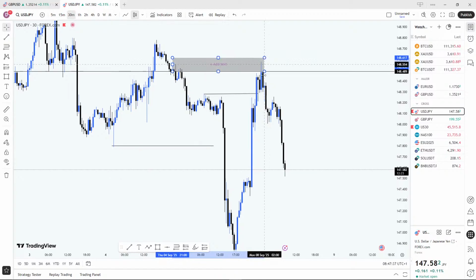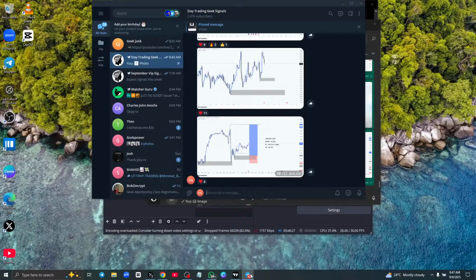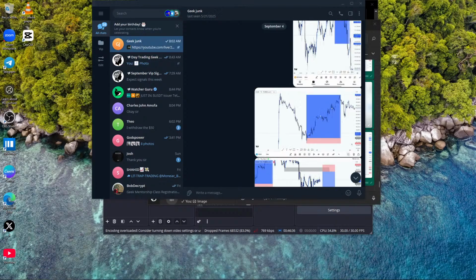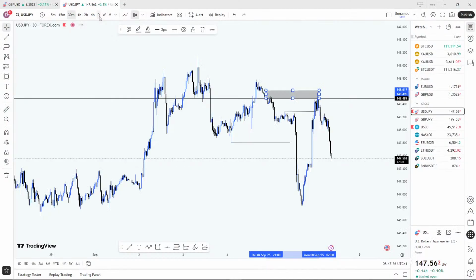If you notice, I already marked it out. I didn't save the chart because I didn't take it. I already marked it out as a possible zone, but because it was not clear, I just had to let it be. But for now, what are we still going to expect from this same market? What are we going to expect from USD JPY?